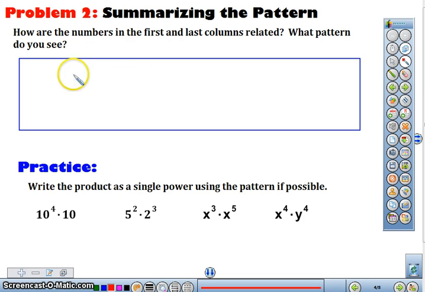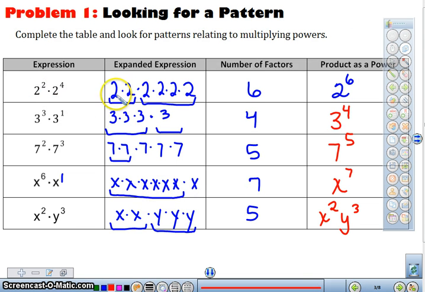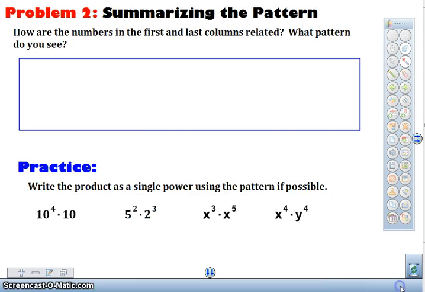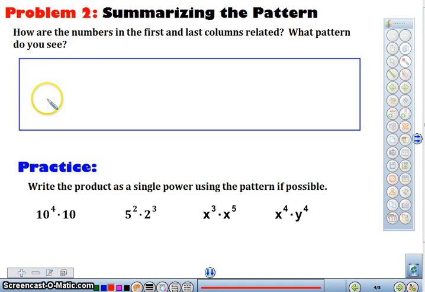So if we're going to look at that pattern, it says, how are the numbers in the first and last column related? What pattern do you see? So if you were looking at this table, what do you see as a pattern? We know it was 2 and 4, we got 6. We had 3 and 1, we got 4. 2 and 3, we got 5. 6 and 1, 7. What does it look like is happening with those exponents to get the factor in the middle? Some of you are probably already thinking and could probably write this, and here's what it is.